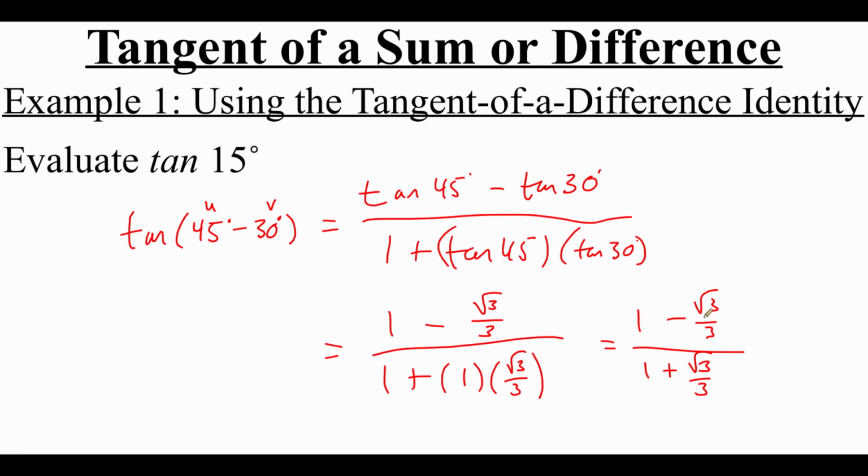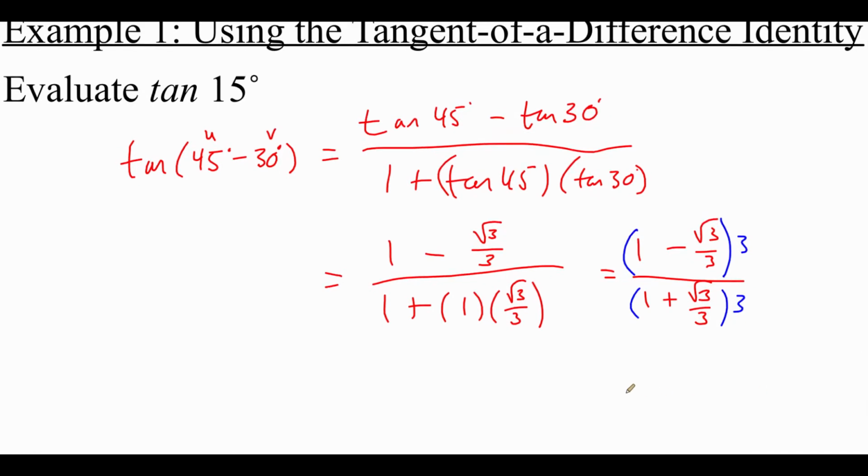On top and on bottom, we've got this fraction that says divided by 3. So what I'm going to do is multiply top and bottom by 3 to help us cancel out those extra fractions. Now we're going to have to do a little distributive property. So 3 times 1 is 3. 3 times negative root 3 over 3. Those 3's are going to cancel each other out, so I'm just going to get minus root 3.